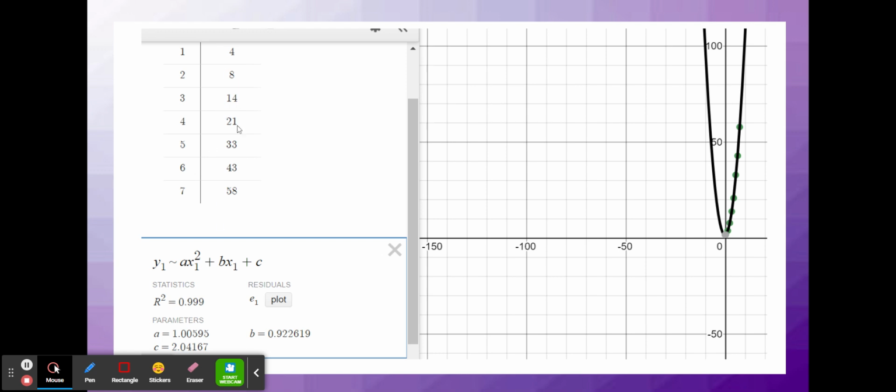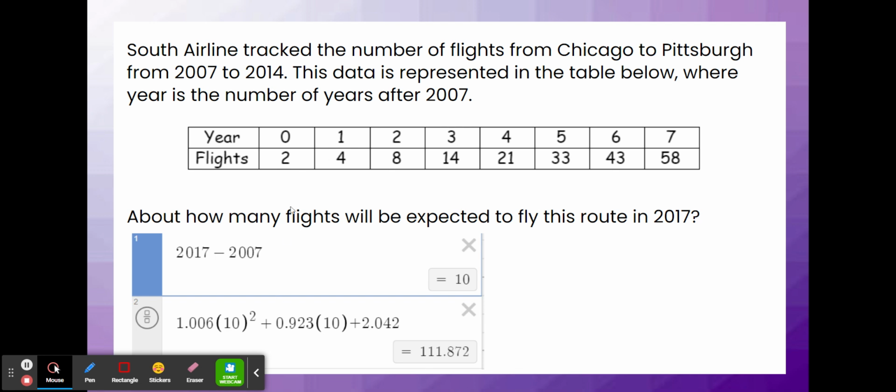All right, so I have my table in. It's quadratic. I've run my regression. It's near perfect, and I have my parameters for A, B, and C, so I can write my equation. Now, if you recall, it said 2017. Don't put your X value as 2017. You have to figure out how many years since 2007 that was. So you would subtract 2007 from 2017, and that's 10 years. So our X value is not 2017. Our X value is actually 10, because remember, we don't use years for our X values. We put how many years since.